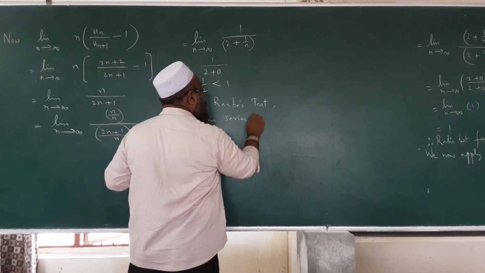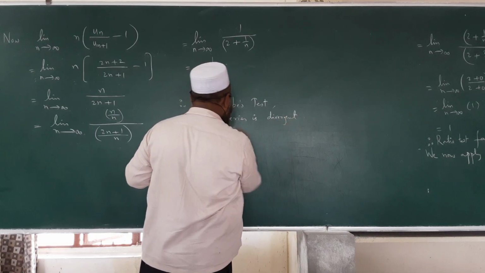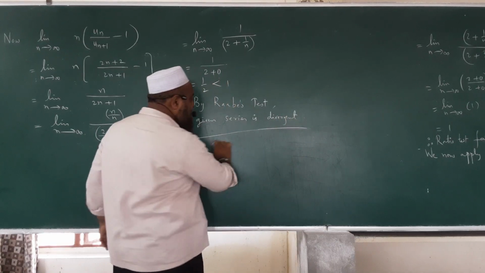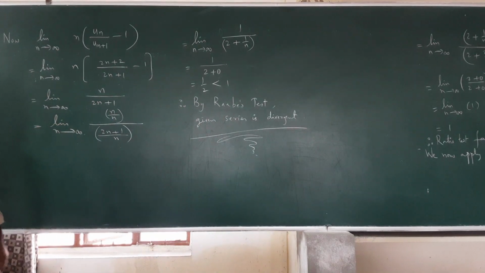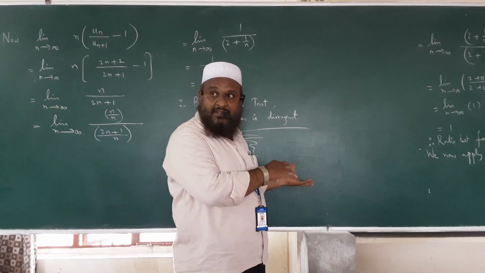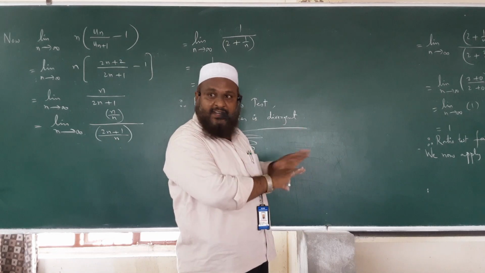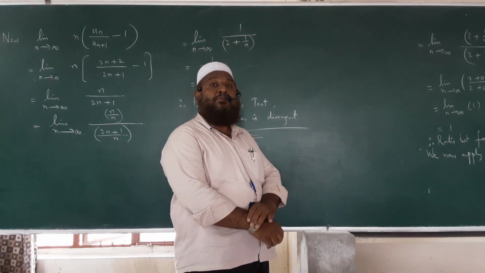Given series is divergent. This will be my style to tell that the problem is over. This indication over, understood? So when to apply Raabe's test, how to apply, how to get it, how to decide, everything is clear. Next comes a very important point.